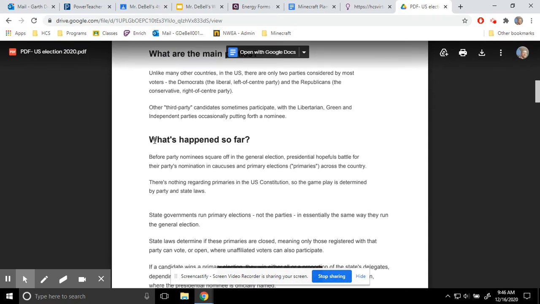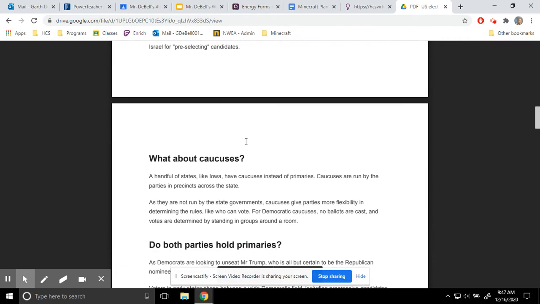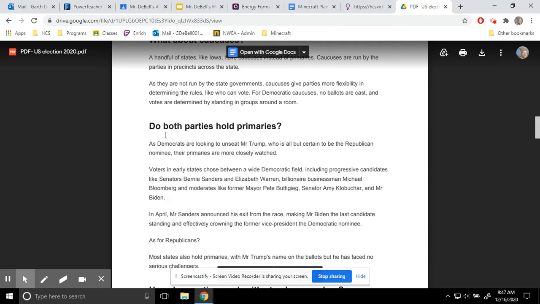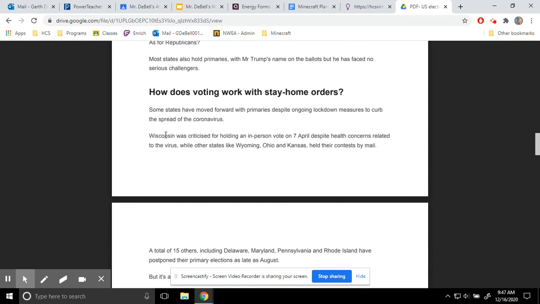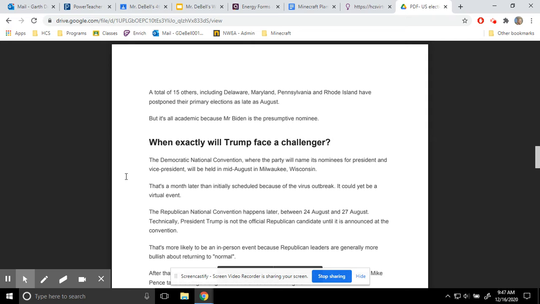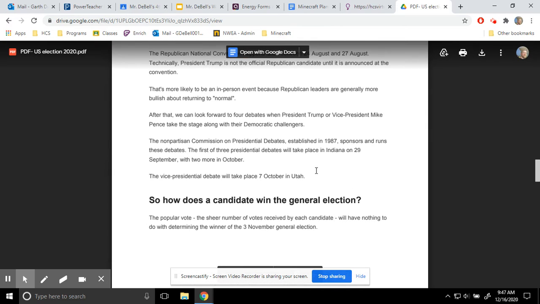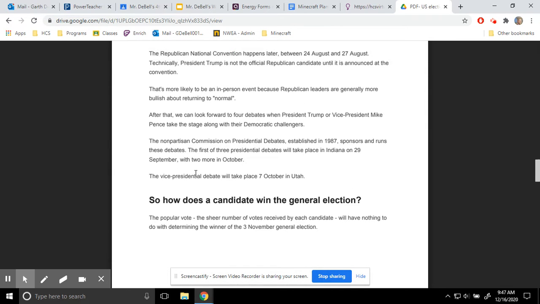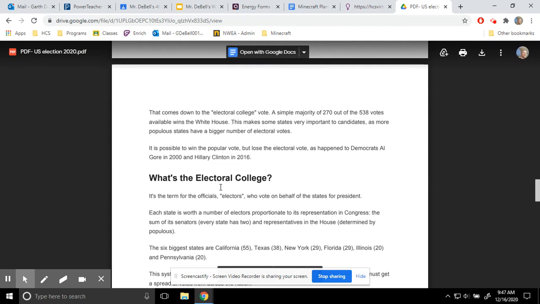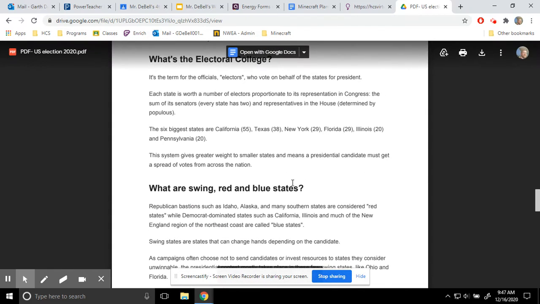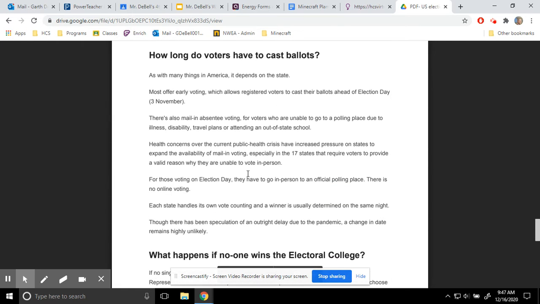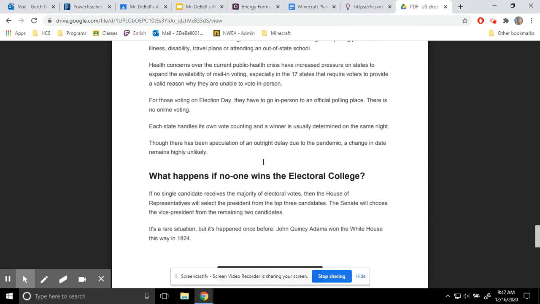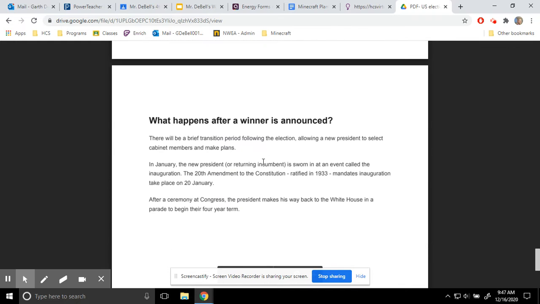What are the main parties? What's happened so far? What are caucuses? Do both parties hold primary? How does voting work with stay-at-home orders? When exactly will Trump face a challenger? How does a candidate win the general election? What's the Electoral College? What are swing red and blue states? How long do voters have to cast ballots? What happens if no one wins the Electoral College? What happens after a winner is announced, right?